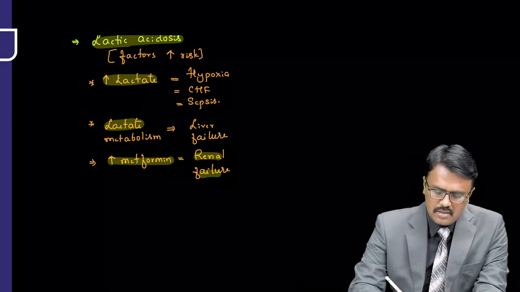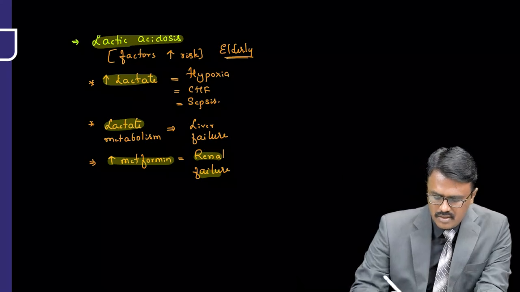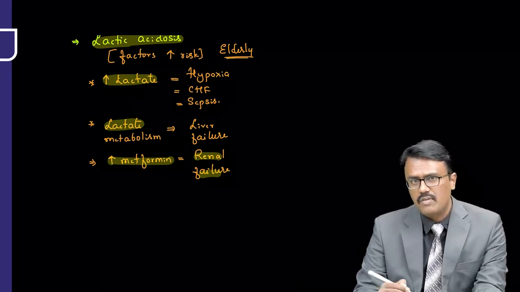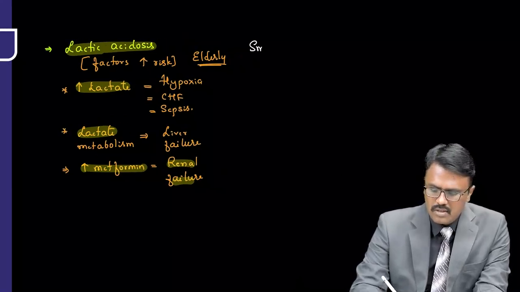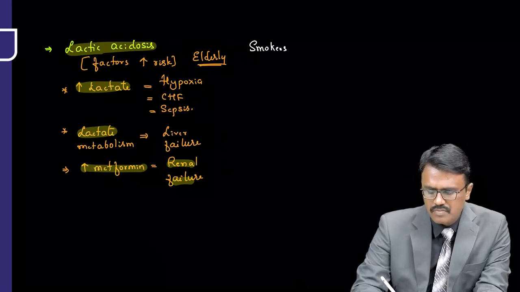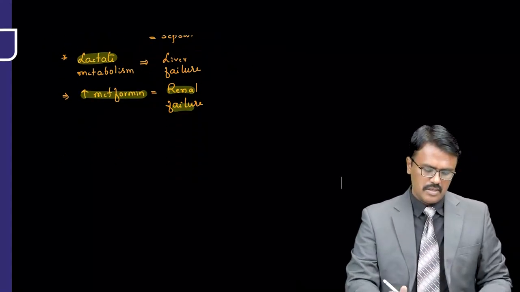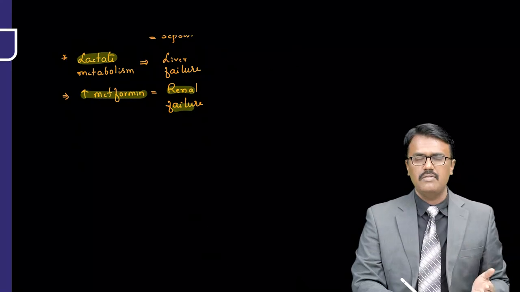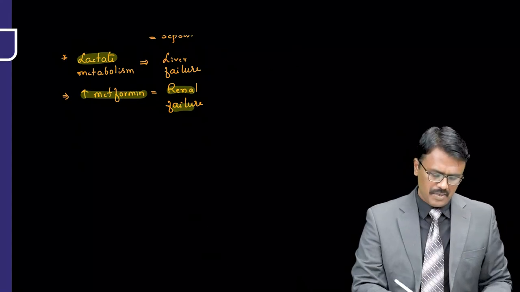Will this increase the risk in the elderly? Obviously, because in elderly patients the renal function is down, so there is a risk. The question is, will smokers have the risk of this problem? No, they don't have this risk. This is one of the questions asked. Another important aspect we need to understand is, whenever there is renal failure, should we use metformin or not? It's a commonly asked question in exams.